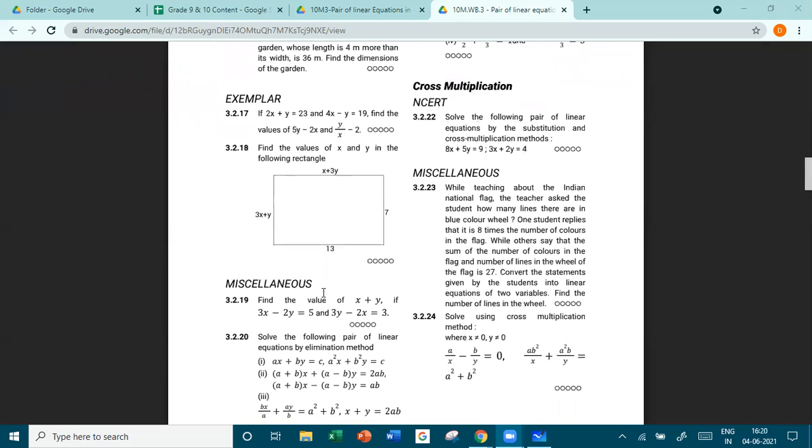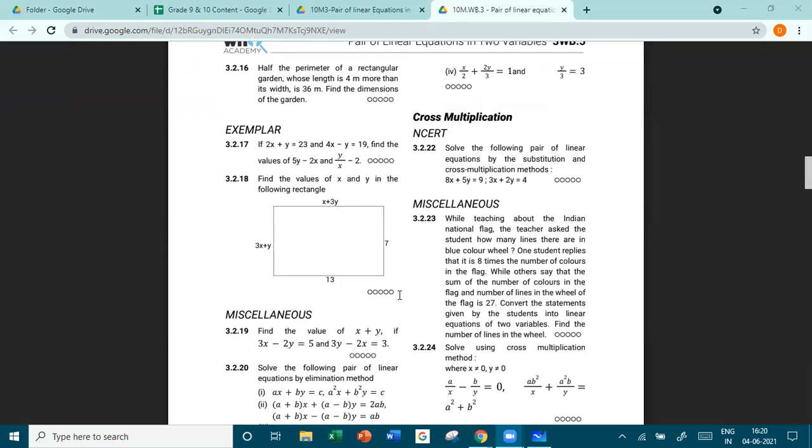Ma'am, instead of doing perimeter, you can just say 3x plus. Oh no, sorry. Yeah, ma'am, we can just equate 13 is equal to x plus 3y and the other side. Yeah, ma'am. Opposite sides are equal. The two equations are also equal. Yes, you can do that.